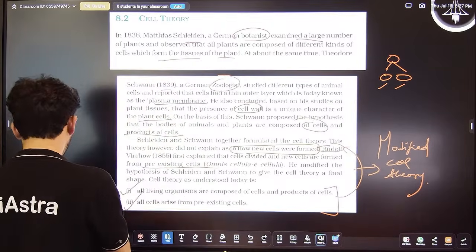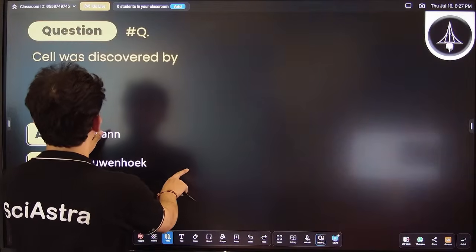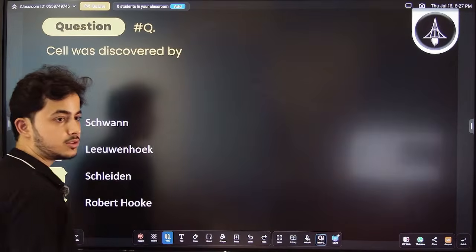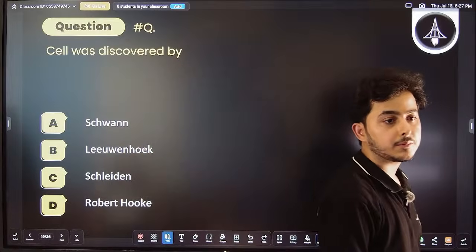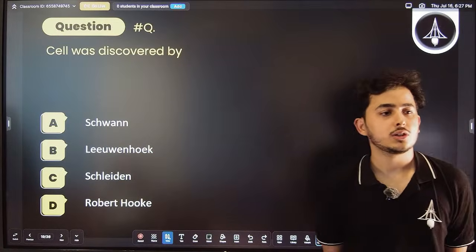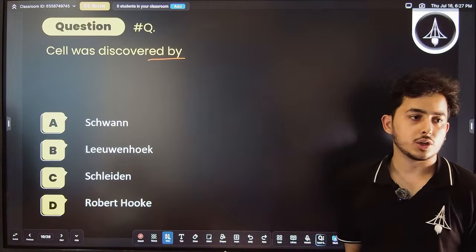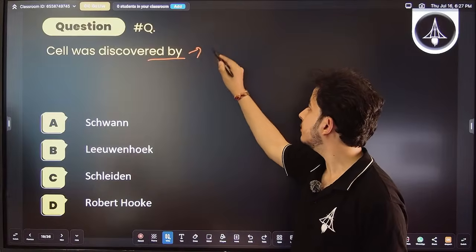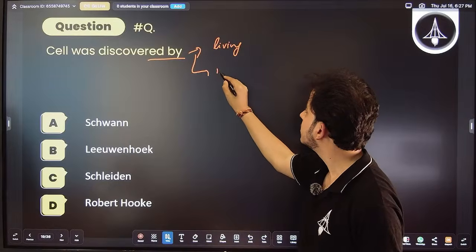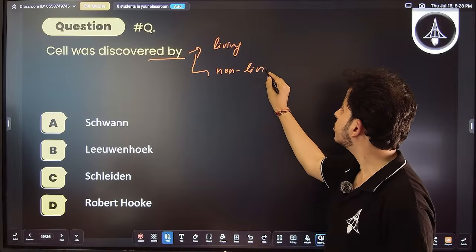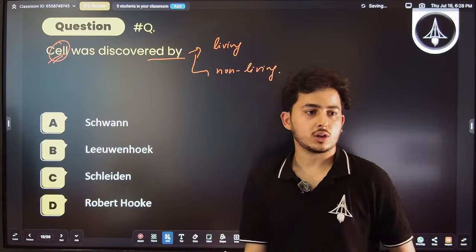Okay, now we have a few questions. These are NCERT questions. The first question is, cell was discovered by. Okay, it's clear. Very good. Here we have not talked about the living cell or the non-living cell. We have just talked about a simple word, cell. So what will be your answer?